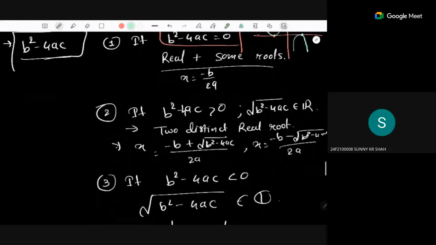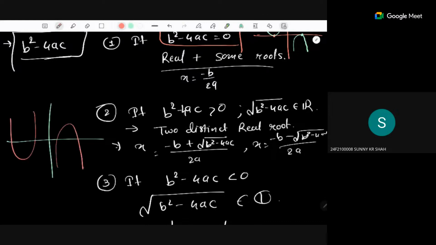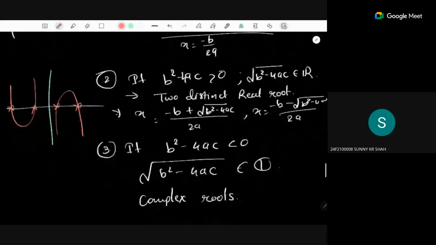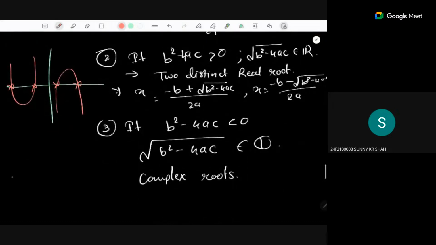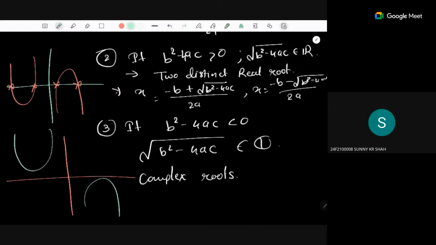And in this case, what is happening? You have two distinct roots. So that means either your parabola will look like this or look like this. It will intersect the x-axis at 2 points, right? And the third one is strictly greater than 0. So that means here the parabola is not even touching or intersecting the x-axis. So it will be something like this or something like this. Okay, the coordinates depend on the parabola.